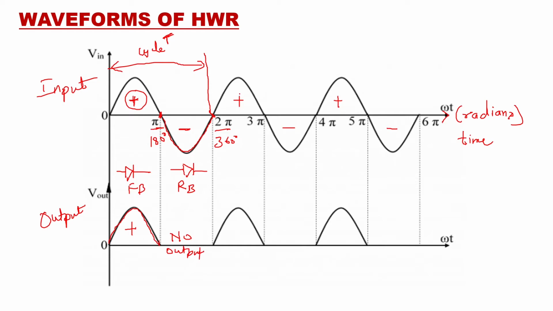Similarly, when the input is positive half cycle, the diode will be forward biased. You will get an output, positive half cycle.